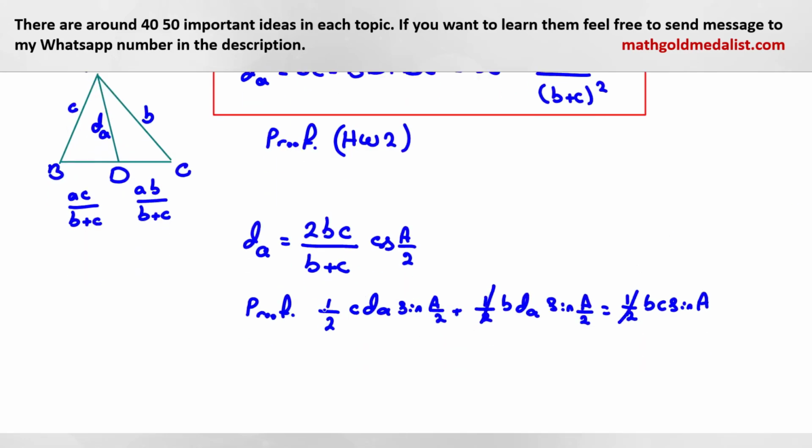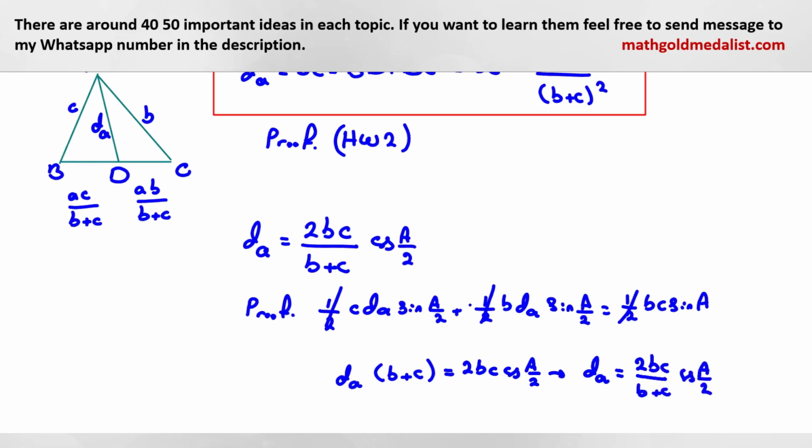I get DA equals BC over (B plus C) times sine A over sine A/2. Yes, we can factor DA from sine A/2. Because sine A is 2 sine A/2 cos A/2, DA is 2BC over (B plus C) times cos A/2. Good job. Let me draw a rectangle around this to memorize.